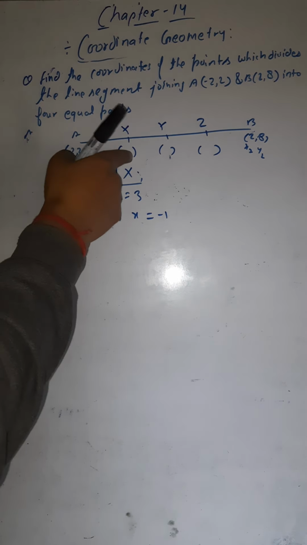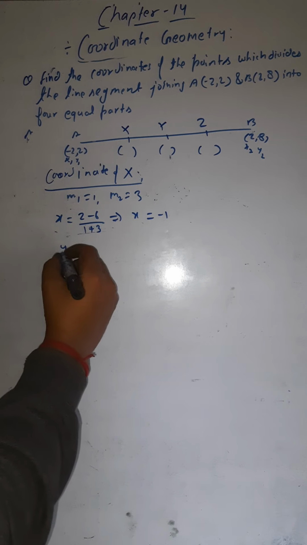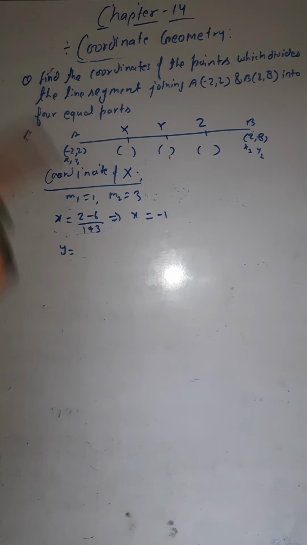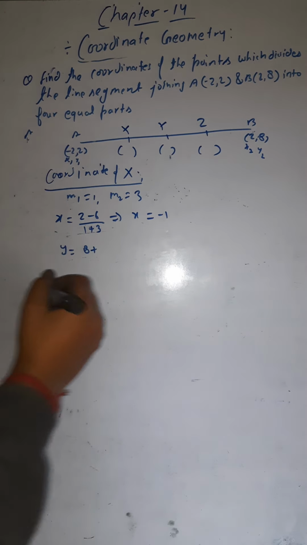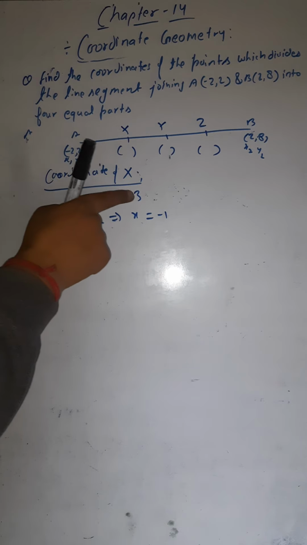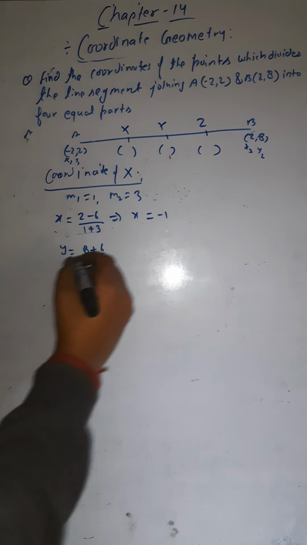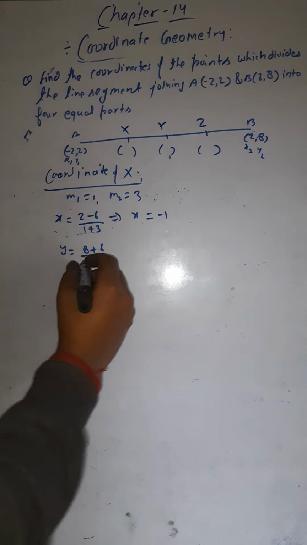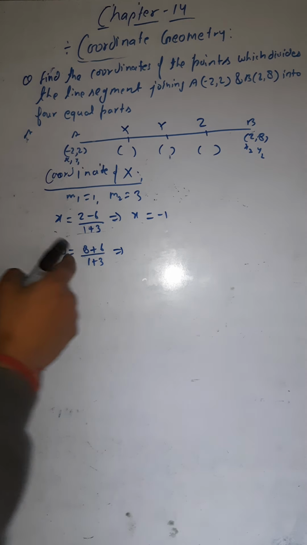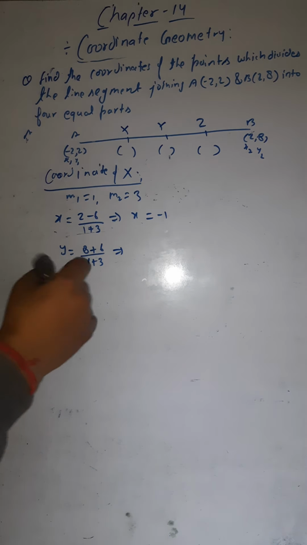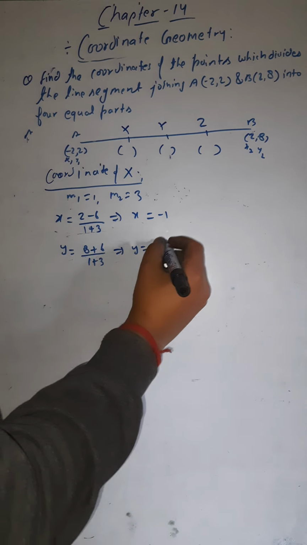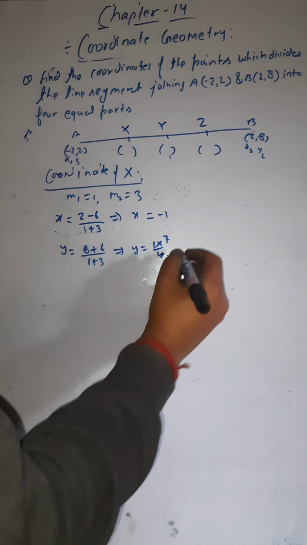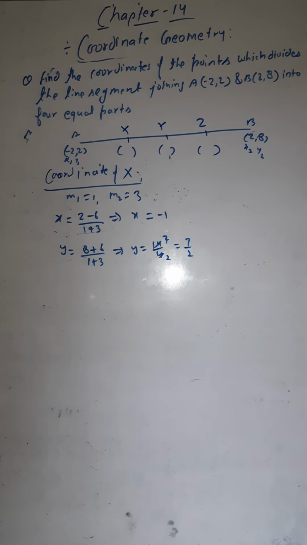Now again, the second coordinate, y. We have to find y also. The formula for y is (m1 y2 + m2 y1) divided by (m1 + m2). m1 y2 is 1 times 8, which is 8, plus m2 y1, which is 3 times 2, which is 6, divided by m1 plus m2, which is 1 plus 3. So the answer is 8 plus 6, which is 14, divided by 4. y is 14 by 4. You can cancel it: 2 sevens are 14, 2 twos are 4, which means 7 by 2. So the value of y is 7 by 2.